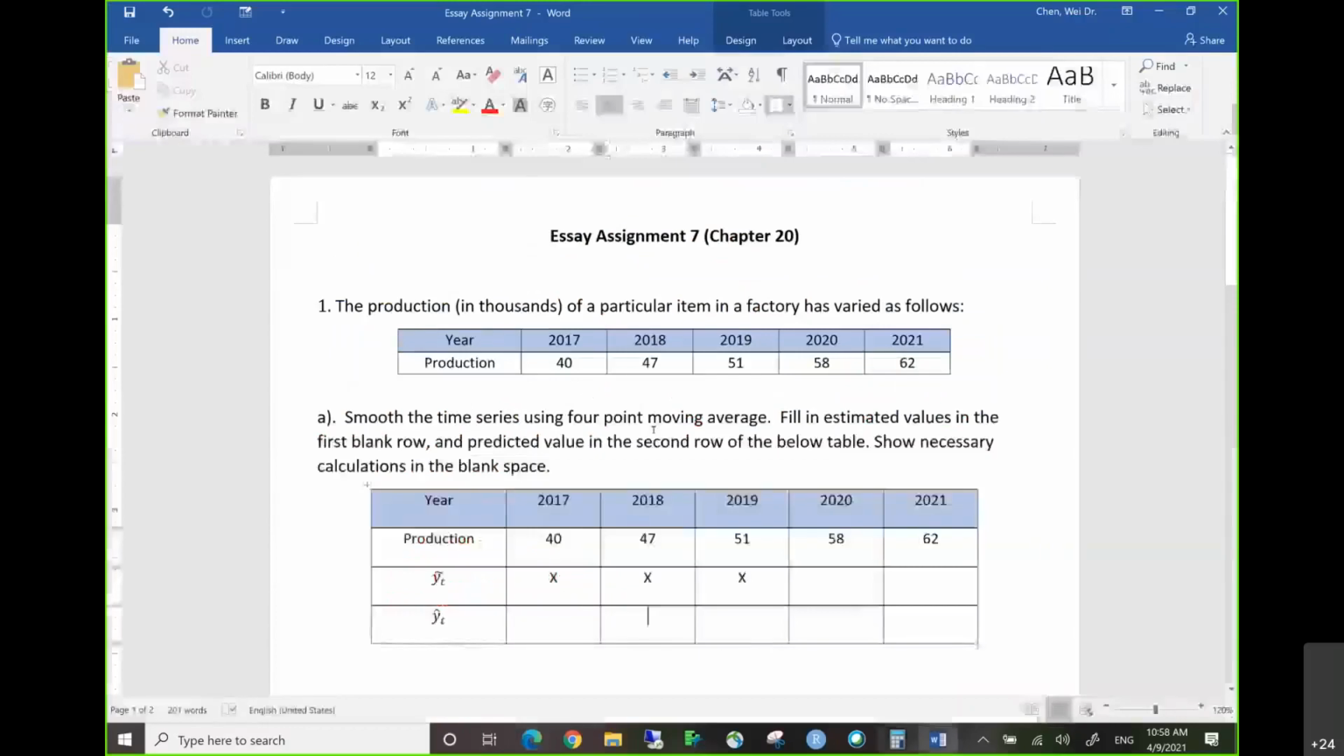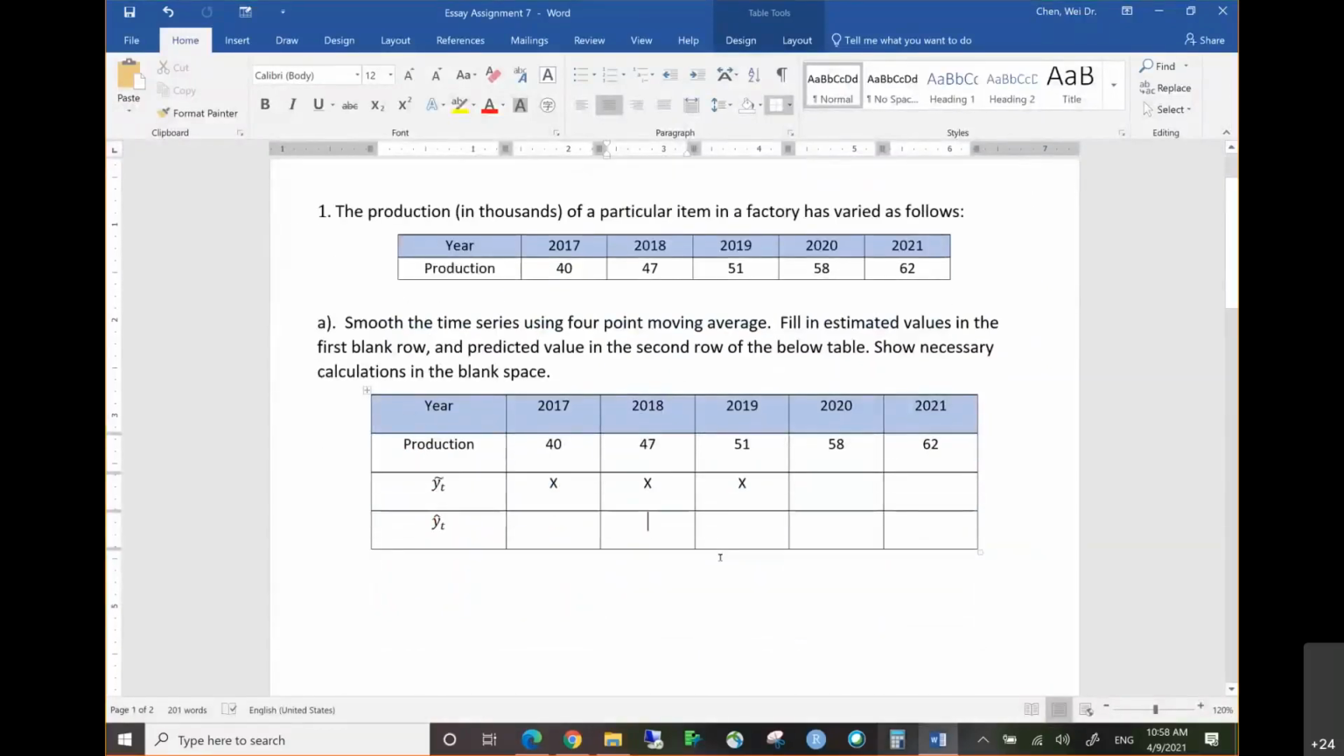Let's look at this question. For the simple moving average method, in this case L equals 4. It is a 4-point moving average. That means the first one you have is just these 4. So actually you have 1 here, one estimated value for 2020, and then for 2021 you have another one here.